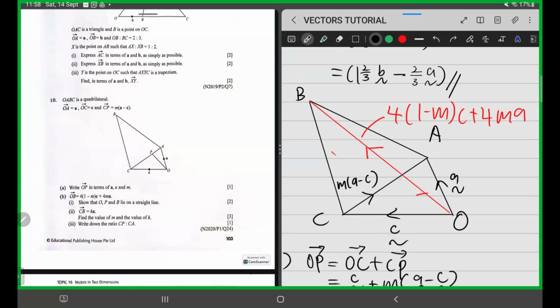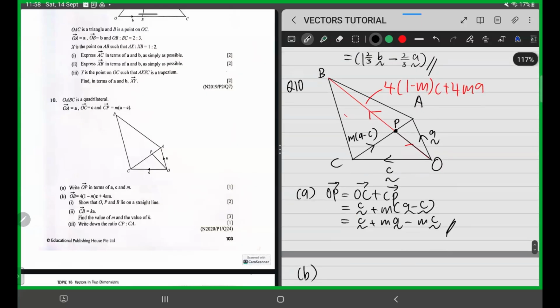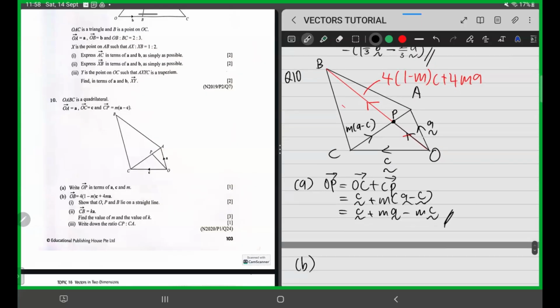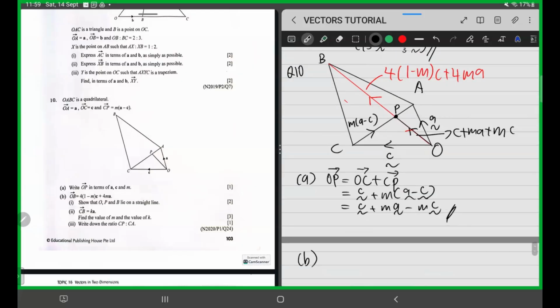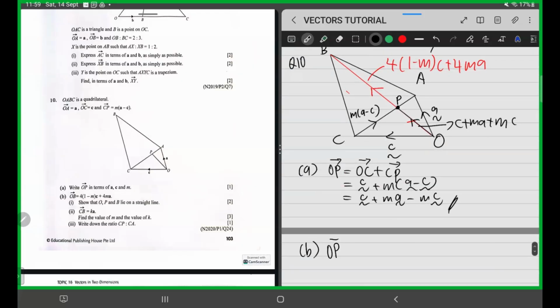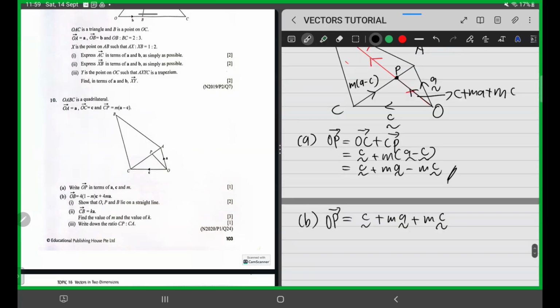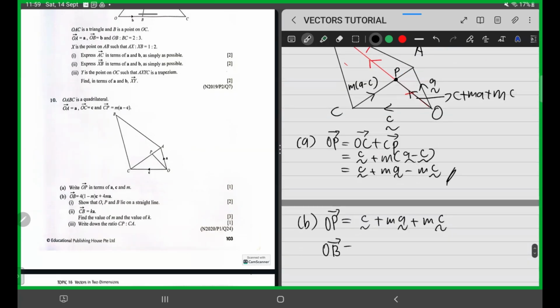Okay, that means this line here is also P. So how can you show that they lie on the same line, given that you know that OP is now C plus MA plus MC? So you just take OP equals C plus MA plus MC, right? At the same time, OB is 4 bracket 1 minus M bracket C plus 4MA.